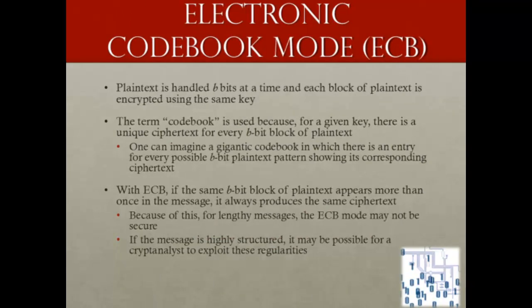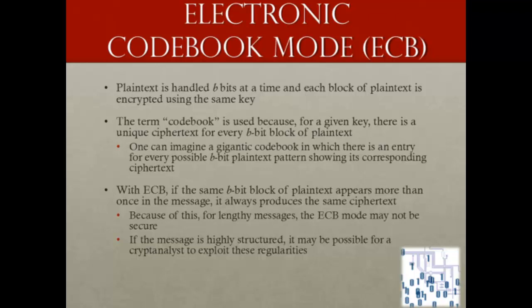Electronic Code Book Mode, ECB. The simplest way to proceed is using what is known as Electronic Codebook, ECB mode, in which plaintext is handled B bits at a time, and each block of plaintext is encrypted using the same key. The term codebook is used because for a given key, there is a unique ciphertext for every B-bit block of plaintext. Therefore, one can imagine a gigantic codebook in which there is an entry for every possible B-bit pattern of plaintext, showing its corresponding ciphertext.